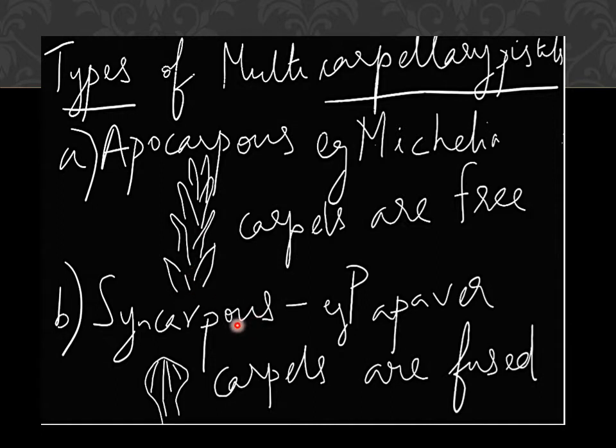Whereas, if the pistils are fused with each other at any portion, sometimes a fusion can happen at the ovary part or sometimes style, sometimes the stigma. If there is a fusion of any kind amongst the pistils, then those pistils are called syncarpous pistil. For example, papaver. Here you can see the picture. The carpels are fused.